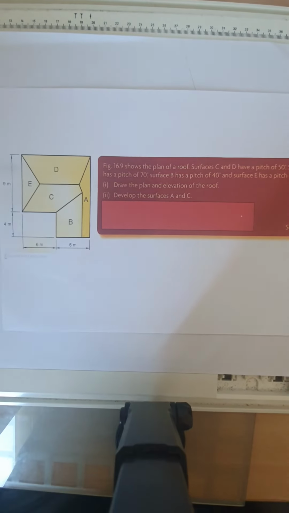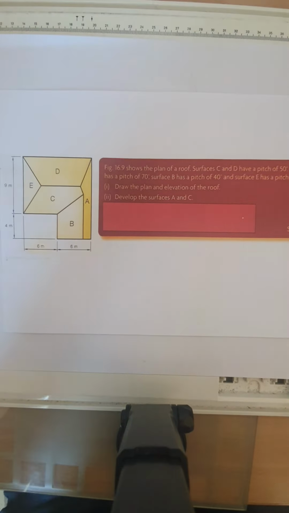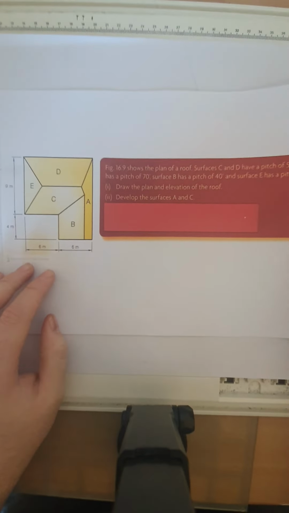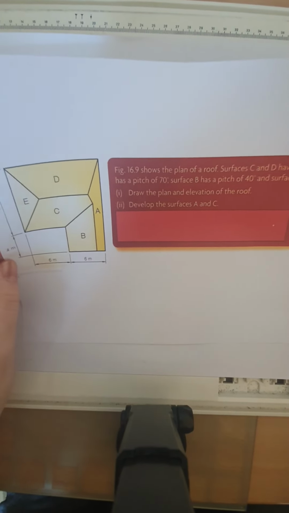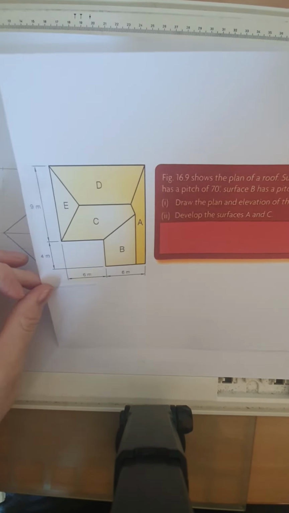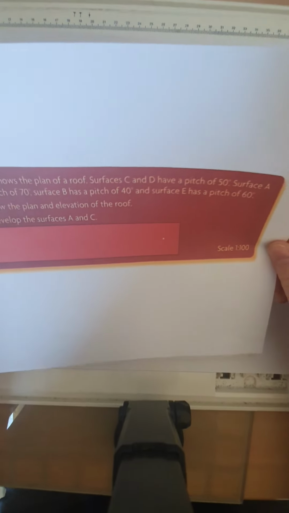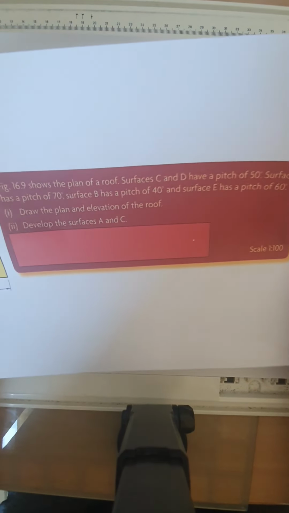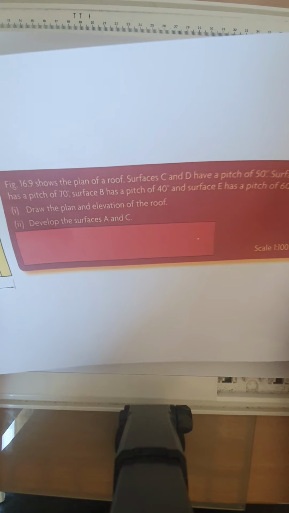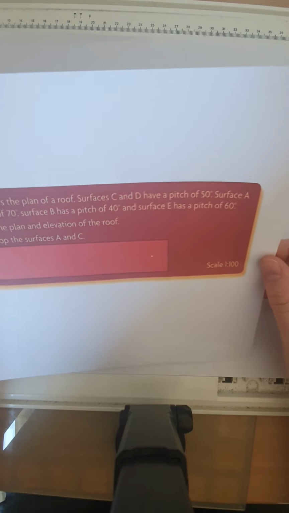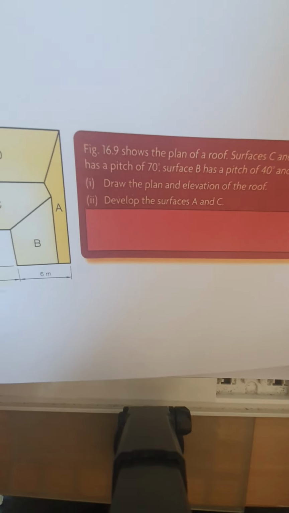Okay, so in this question, what we're told to do, from David Anderson's book, I've taken off the question, is complete the plan and elevation of the roof surface. We're told that surfaces C and D have a pitch of 50 degrees. Surface A has a pitch of 70, B has a pitch of 40, and E has a pitch of 60. And then the second part of the question is to develop surfaces A and C.